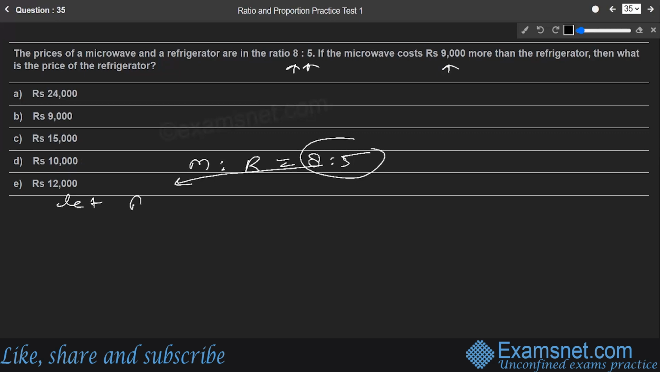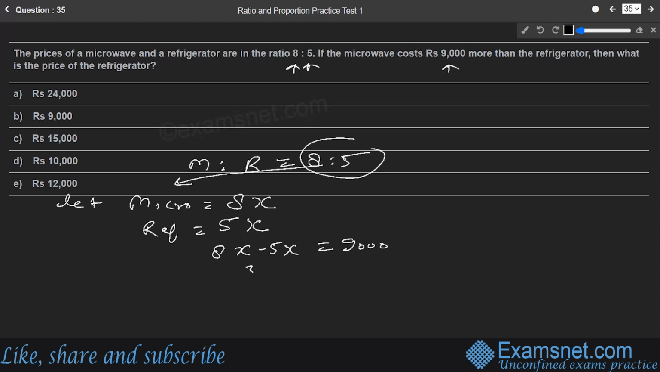So let the price of microwave be how much? It will be nothing but 8x. Similarly, we can find out the refrigerator's price. So refrigerator's price will be how much? 5x. Now they say microwave costs 9,000 more. So that means the difference between microwave's price and the refrigerator price will be 9,000. So 8x minus 5x, that is the difference, has to be rupees 9,000.